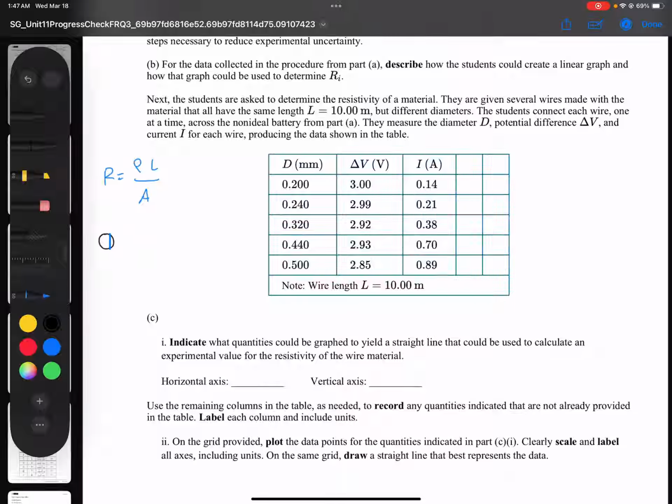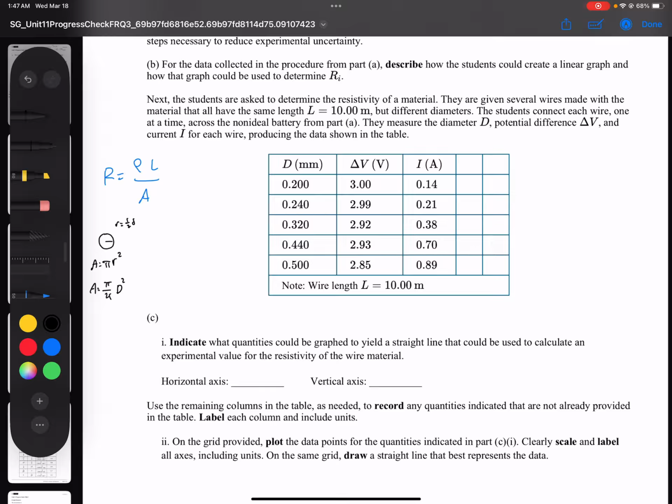Well, that wire has a certain radius, right? And the area of that wire is pi r squared. But I know that the radius is equal to 1/2 of the diameter, right? So if I write this in terms of the diameter, I know that the area is pi over 4 times the diameter squared. I'll use capital D because that's what they use in the table. All right.